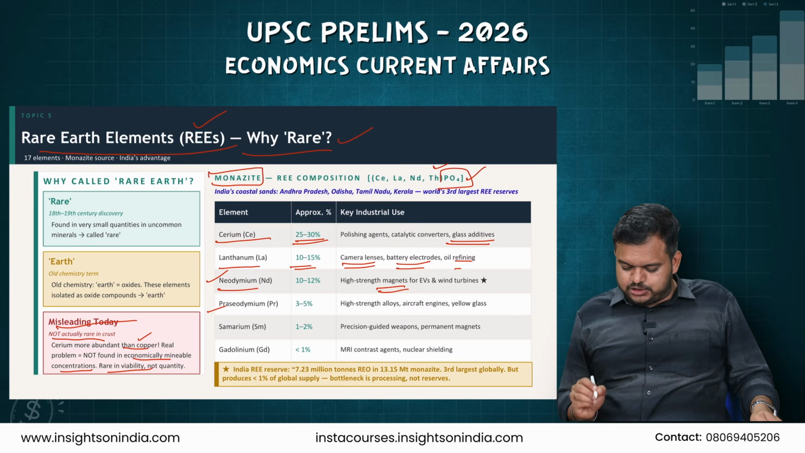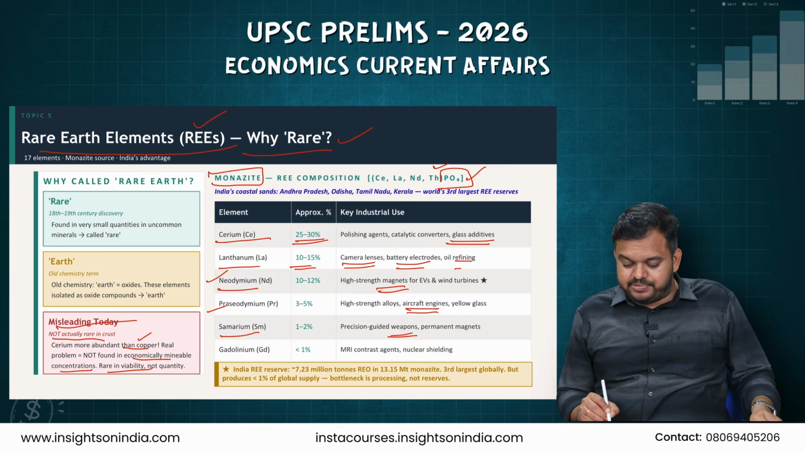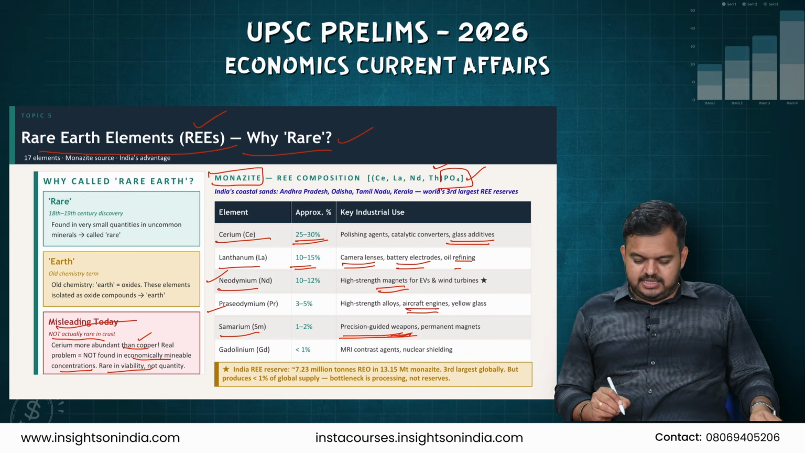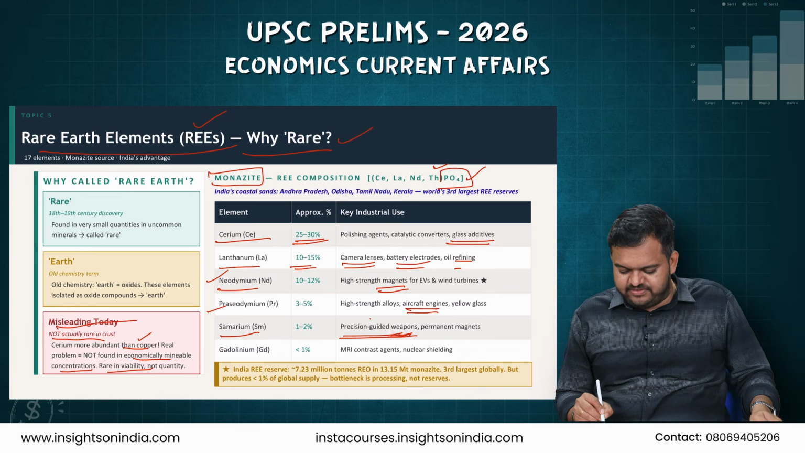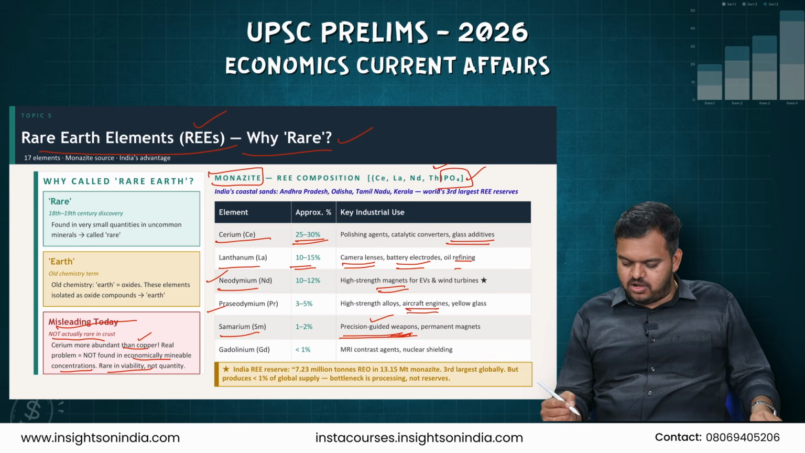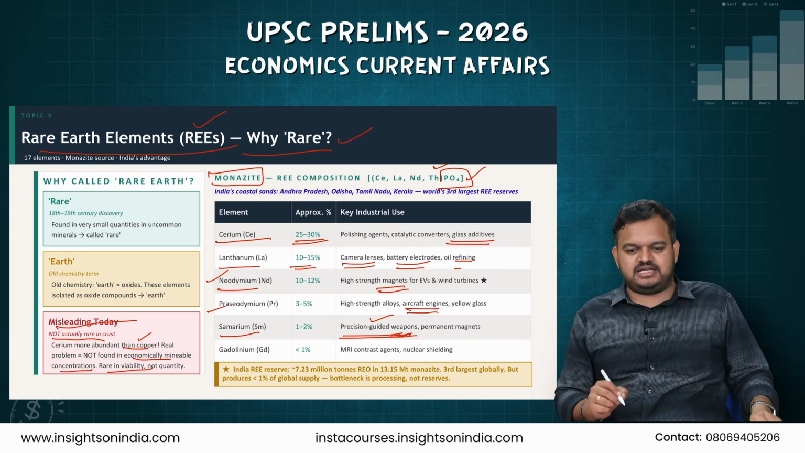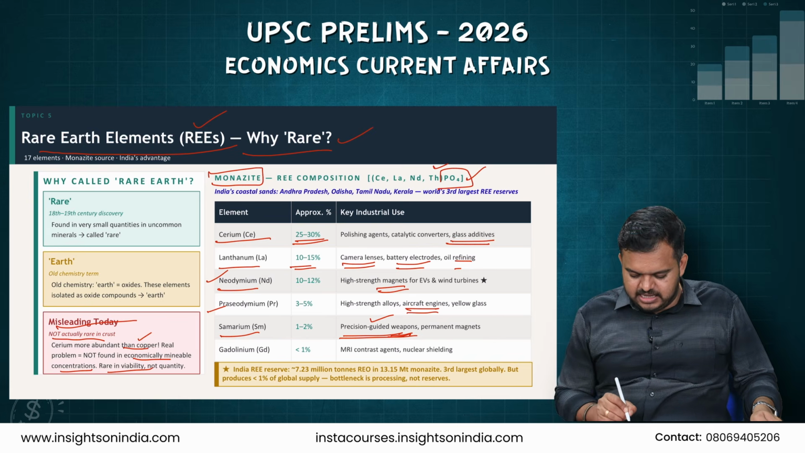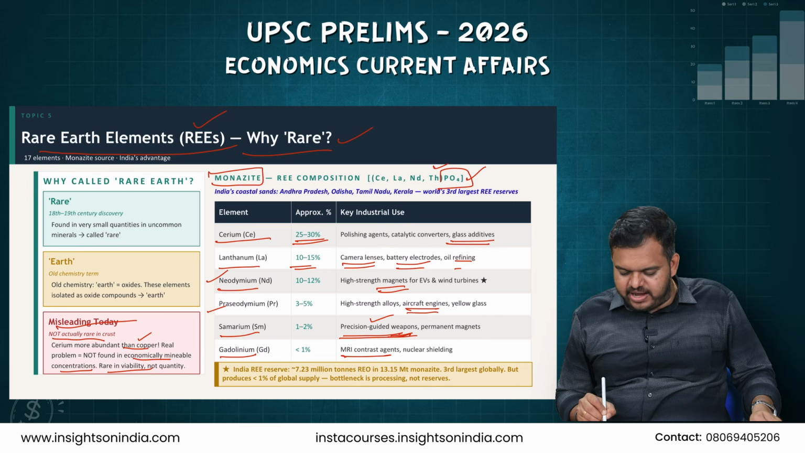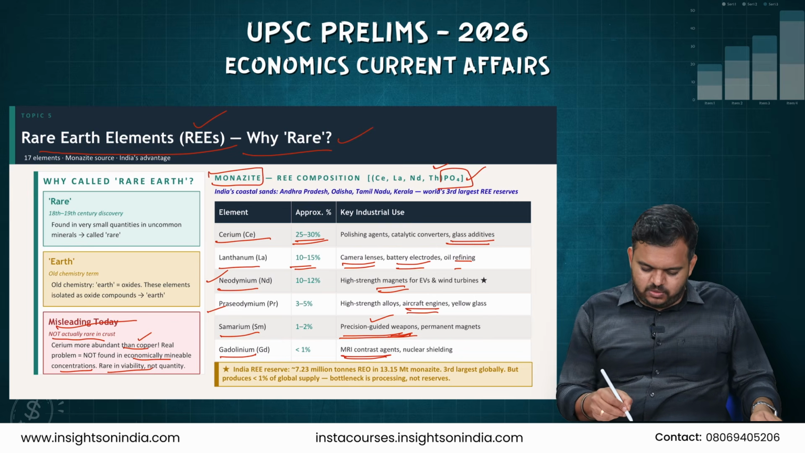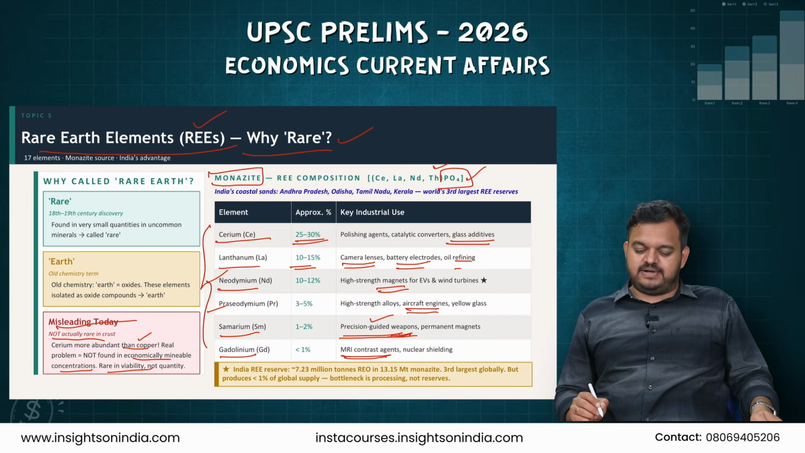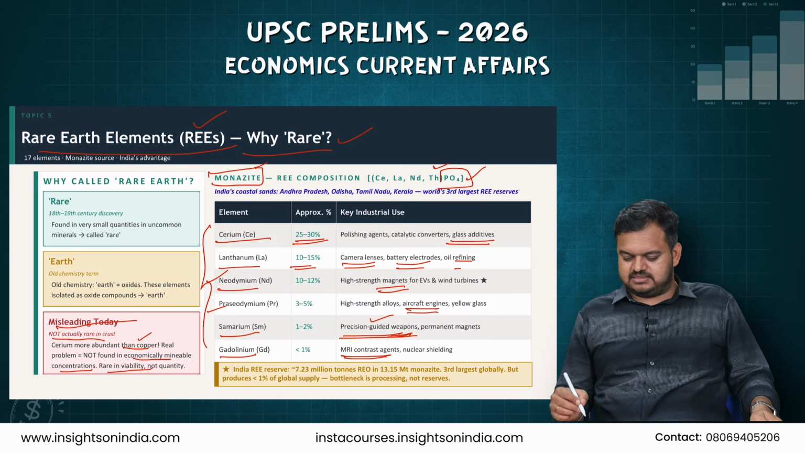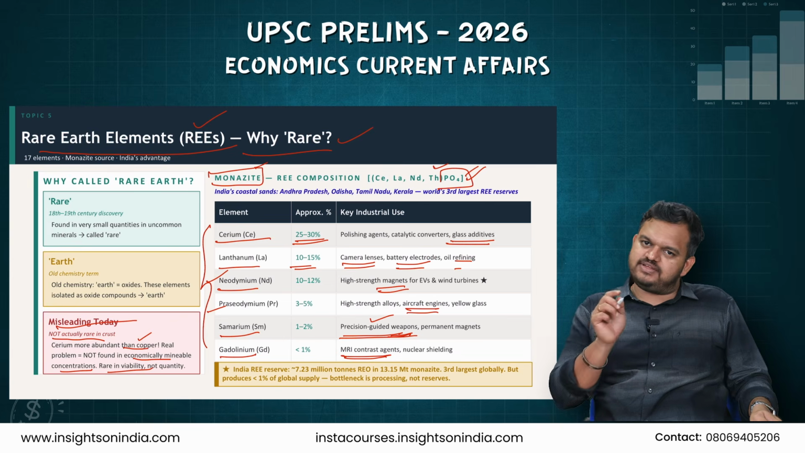Praseodymium: aircraft engines. Samarium: weapons, precision guided weapons. Can you see defense industry, aircraft industry, battery technology, oil refining, all these are crucial industries. That is why rare earth elements are very, very important. Gadolinium in the MRI technology, right? So these are key rare earth elements available in the monazite in the form of phosphates along with thorium.